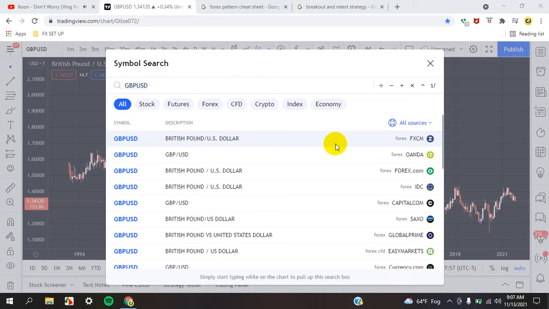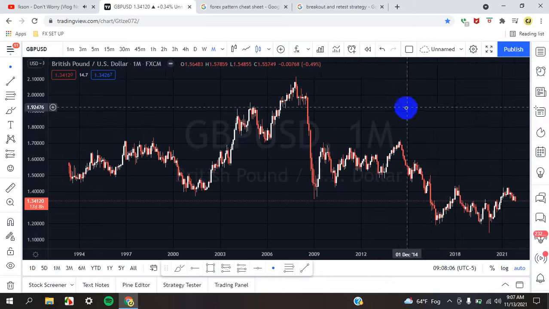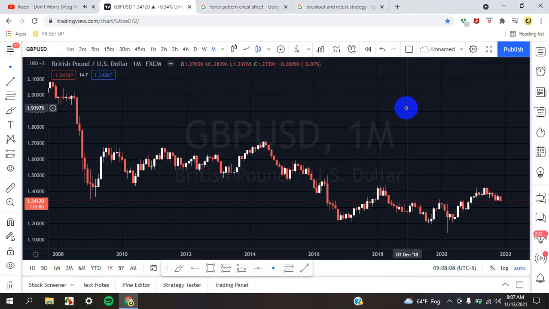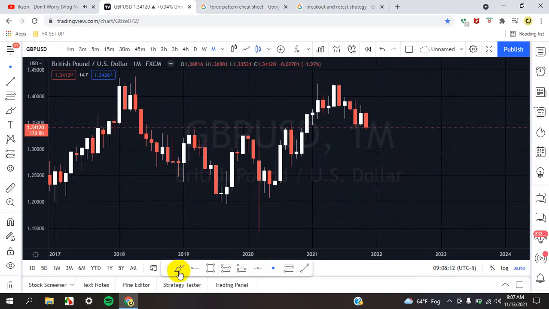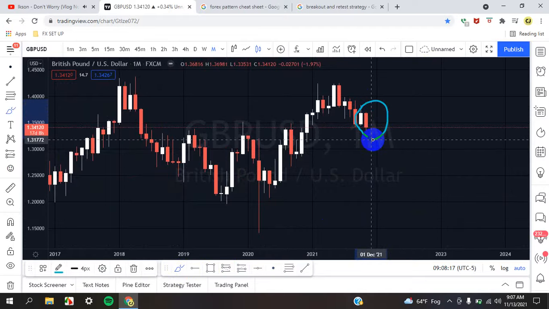Let's get down to business. Okay, guys, we are marking up GBP USD. Let's take a look at what's going on in the market. We're on the monthly time frame. Let's take a look at price. Last candle in the market.